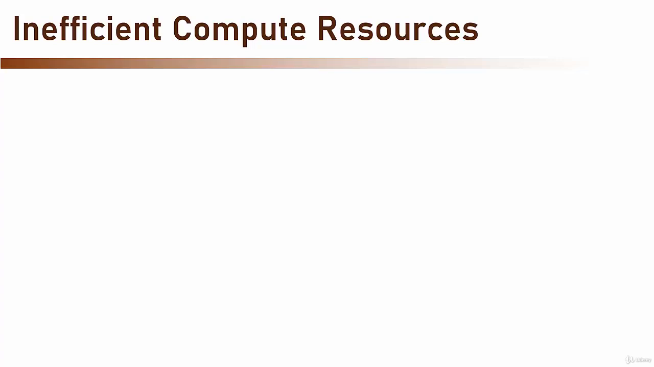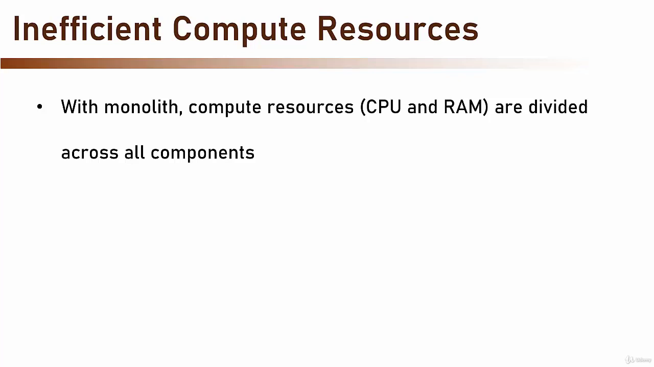Our next problem is with inefficient compute resources. With the monolith, compute resources, mainly CPU and RAM, are divided across all components. We have a single process, the monolith, that consumes these resources and uses them for all its internal components, and this is not always the ideal case.